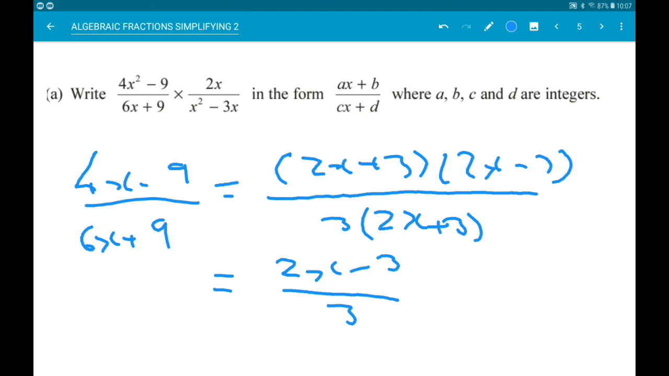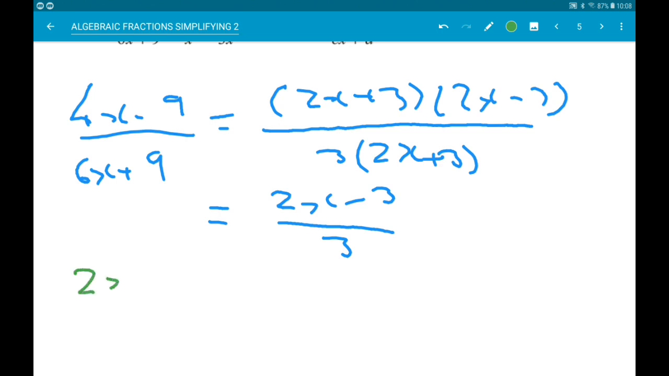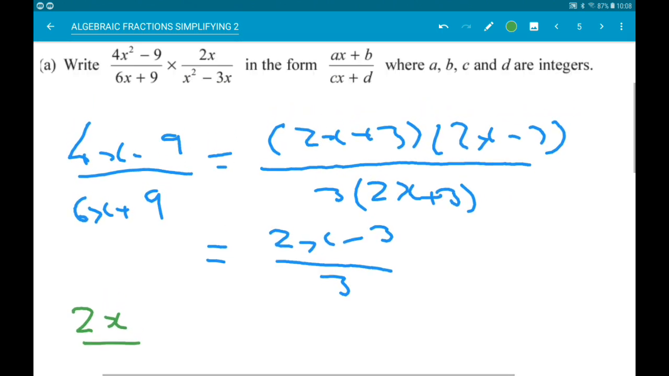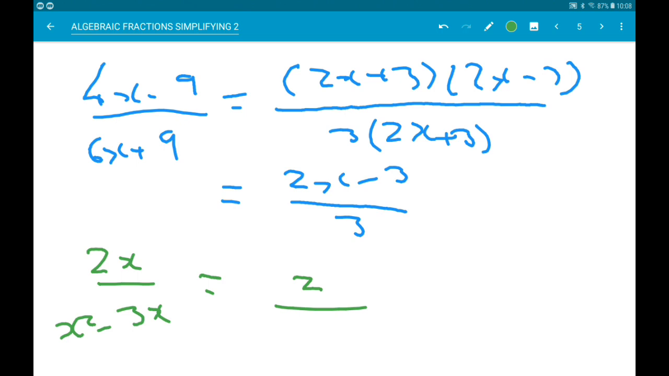Okay, and then for the second fraction, 2x over (x squared minus 3x), every term there has a factor of x. So we can divide through by x, which is going to give us 2 over (x - 3).